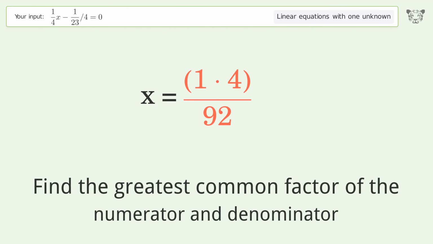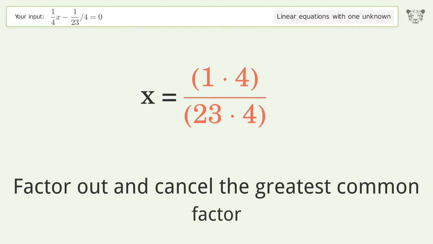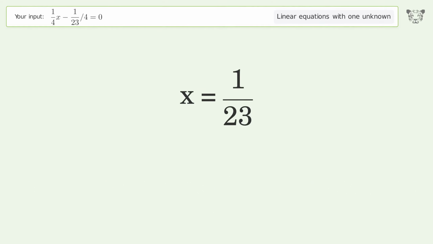Find the greatest common factor of the numerator and denominator. Factor out and cancel the greatest common factor. And so the final result is x equals 1 over 23.